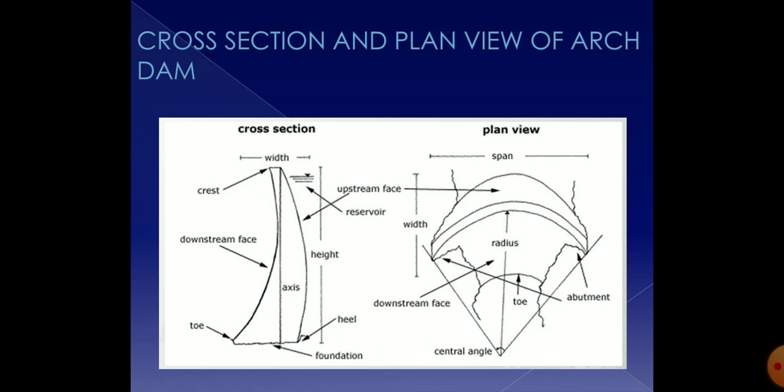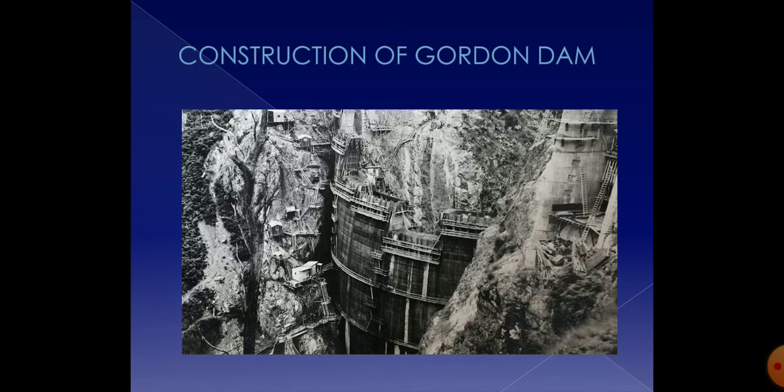Here you can see the cross section and the plan view of the arch dam. On the left side there is a cross section of the dam and on the right side there is a plan view of the dam. This picture shows the construction of the Jordan Dam at that time. So this is all. Thank you.